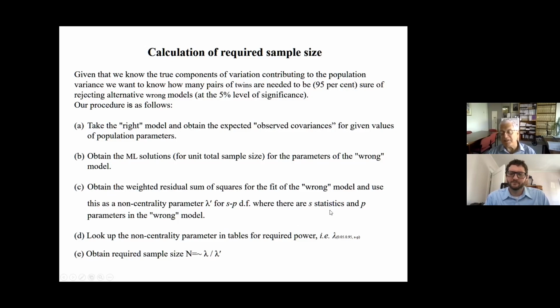If you've got MZ covariance and DZ covariance, then you've only got 2. And there are P parameters in the wrong model. And those parameters can be A, C, E, any combination of those. And then we can look up that non-centrality parameter in tables. We used to have to look that up in paper tables by Pearson and Hartley, but nowadays you can easily do it online. And then obtain the required sample size, dividing that lambda by lambda prime.